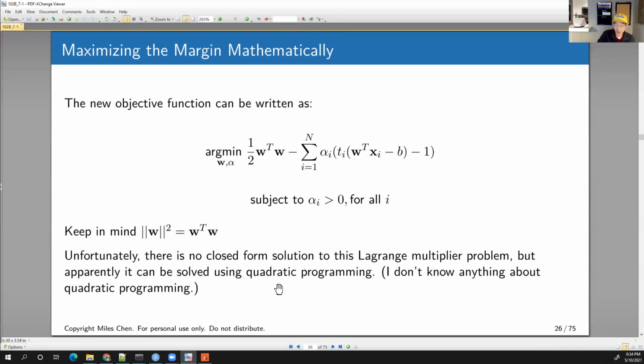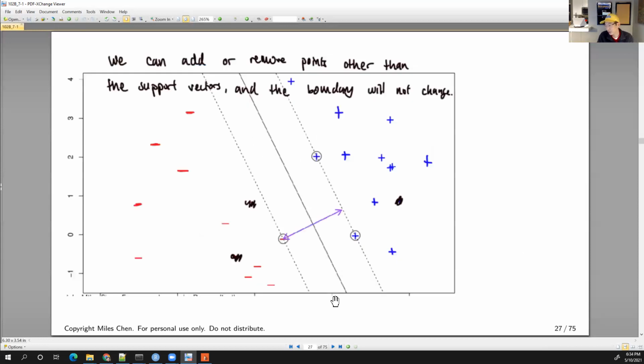This is what our textbook says. It says, okay, we don't know how to do this. There's no closed form solution, but quadratic programming can do it. Apparently it's a computational method, kind of an iterative thing, and it gets you to some kind of solution. So once you get it into this form, we can arrive at a solution using computational power.